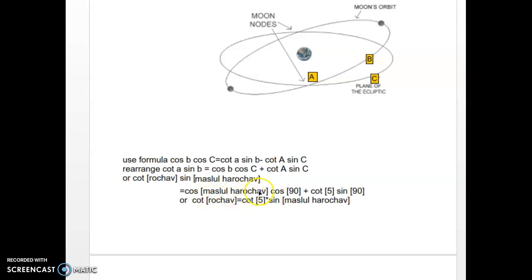It's cosine maslul harochav. Again, cotangent rochav, that's cotangent a, times sine maslul harochav is equal to cosine maslul harochav, that's b, cotangent small b, cosine 90 plus cotangent 5 sine 90. Or cotangent rochav, flip this to the other side, is cotangent 5 times sine maslul harochav.